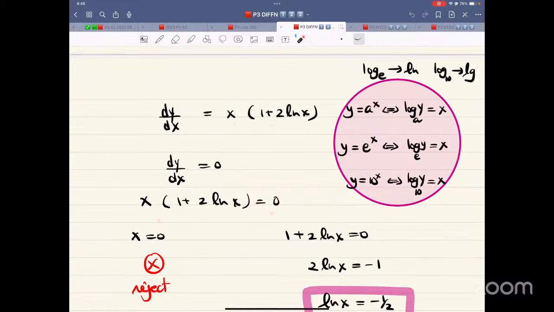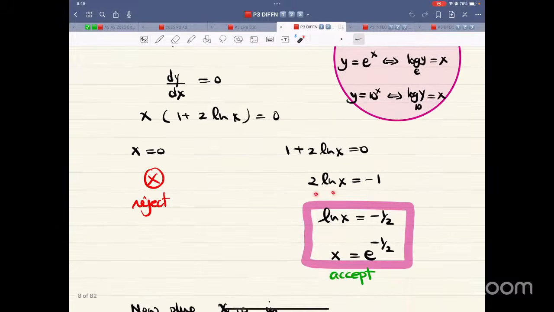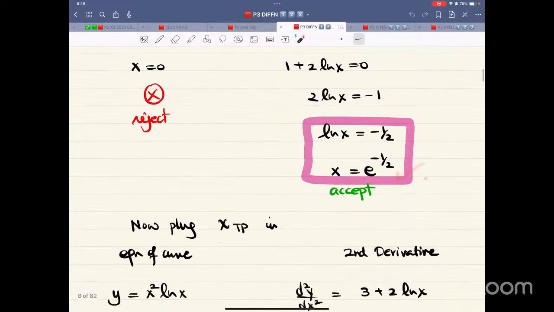First step, the derivative, equate this thing to 0. x equals 0, or 1 plus 2 ln x equals 0. 2 ln x is negative 1, ln x is negative half, x is e raised to the power of negative half. Why is x equals 0 rejected? Because ln does not exist for negative values or 0. Ln only exists for positive values. The second thing, this is the only x coordinate.